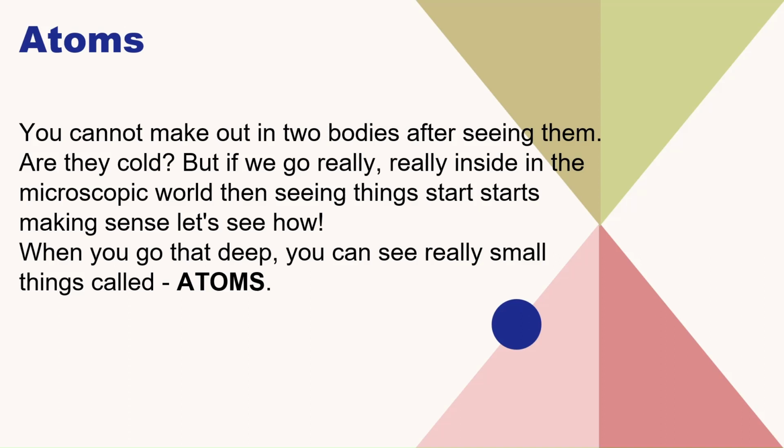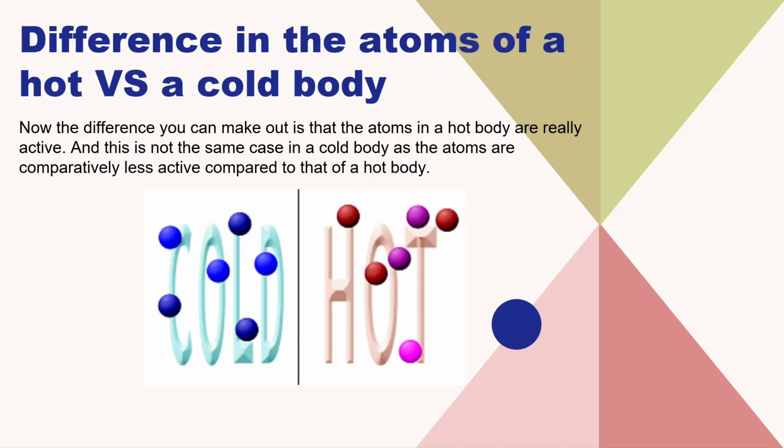Let's see how. When you go that deep, you can see really small things called atoms. Difference in the atoms of a hot versus a cold body. Now the difference you can make out in the atoms in a hot and cold body is that the atoms in a cold body are less active than the atoms in the hot body, as you can see here.